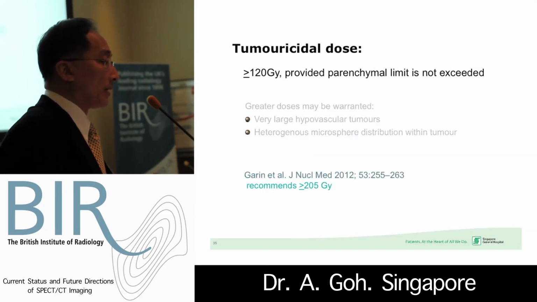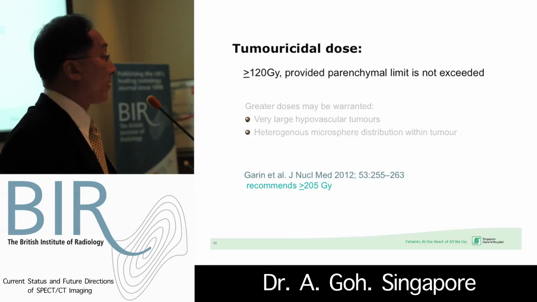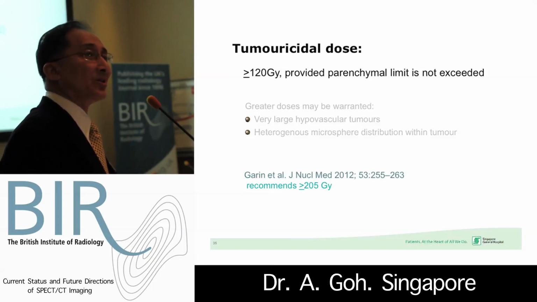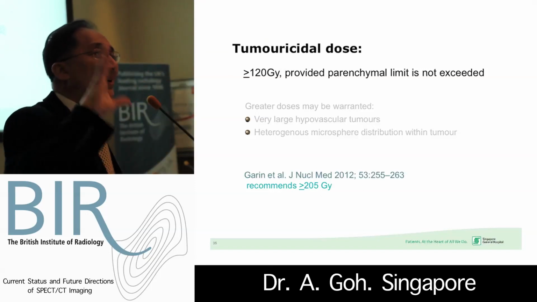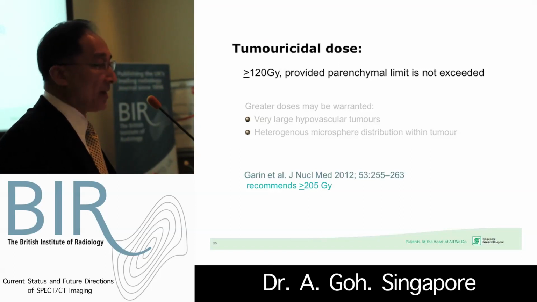Now, first to get some benchmarks. It has been generally felt that the tumoricidal dose is at least greater than or equal to 120 Grays to the tumor, provided the liver parenchymal limit is not exceeded. Although in a very recent paper by a French group, they've advocated a much larger tumoricidal dose, which I think, I see some eyes widening, is not shared by most practitioners.